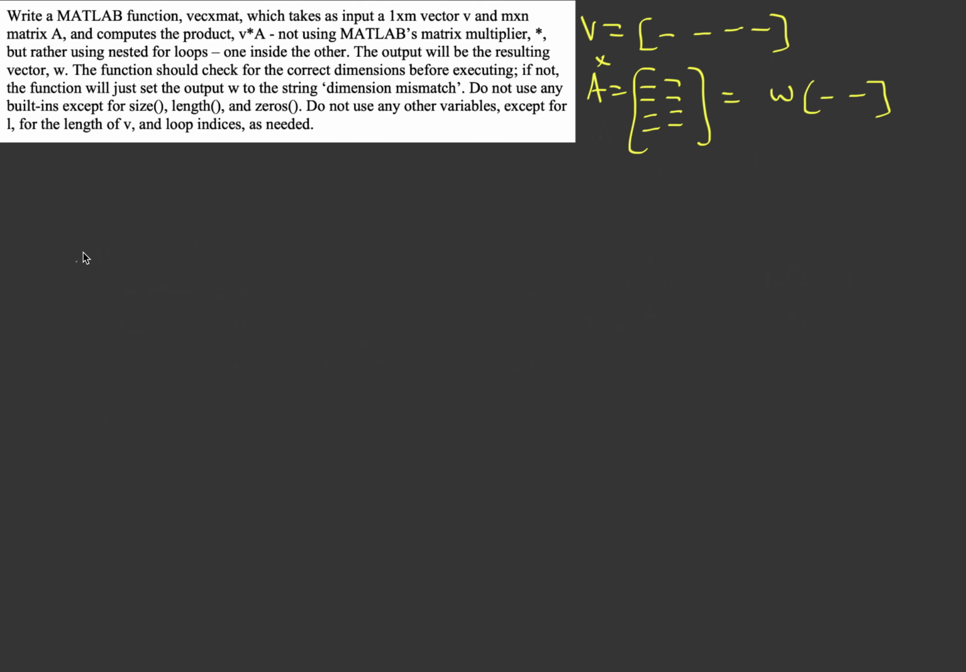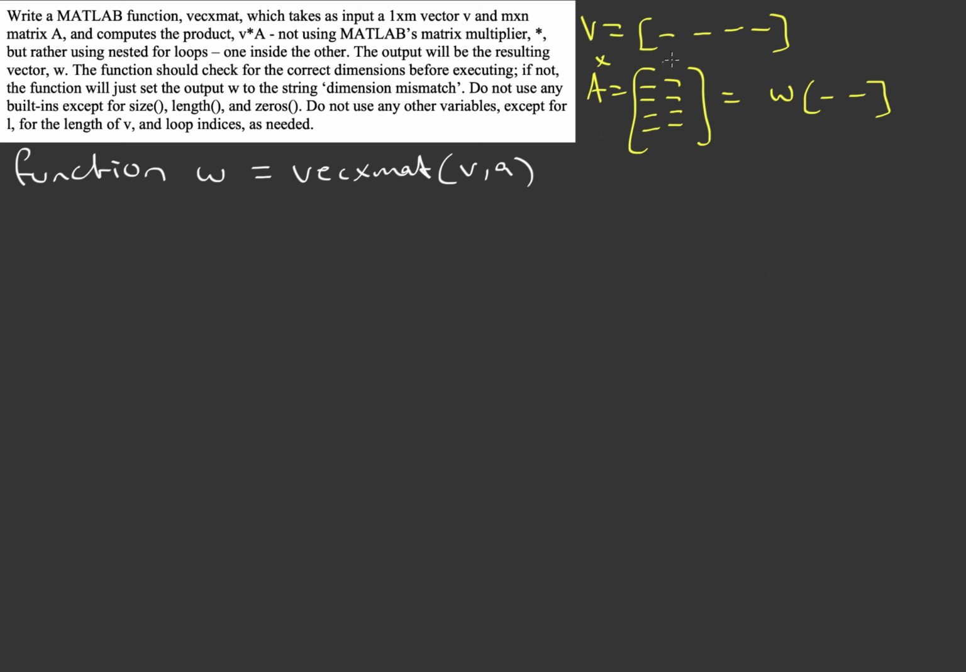Now to do this, let's start off by writing our function title. So function, we're going to say w is equal to, now our input is going to be our name, so vecxmat, with our input, so v and A.